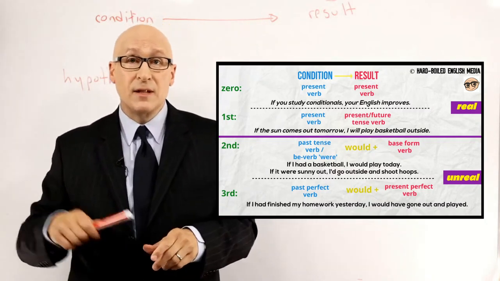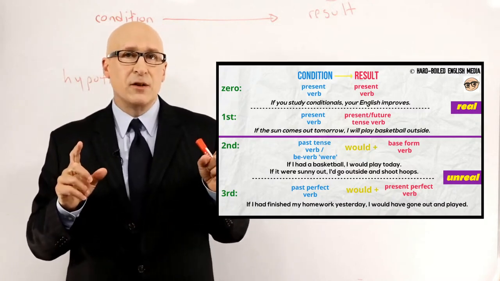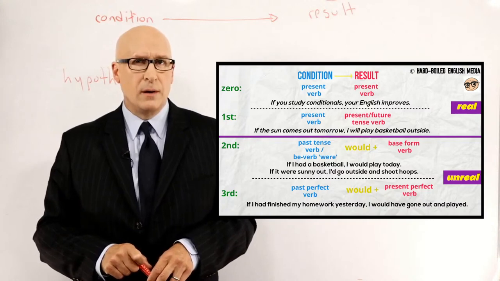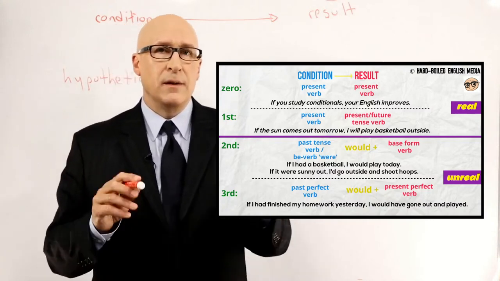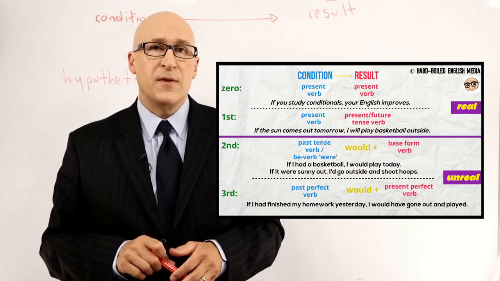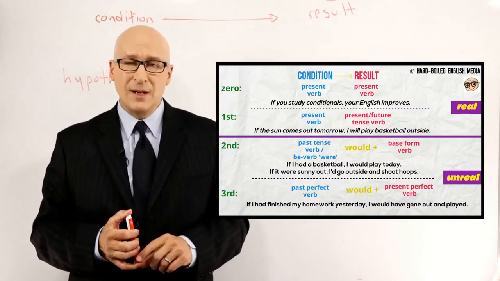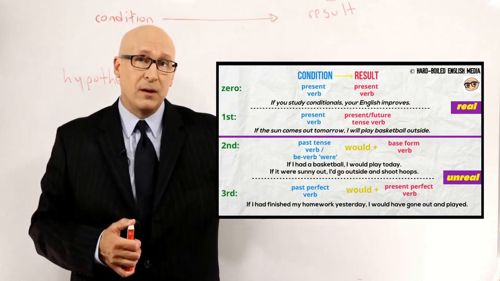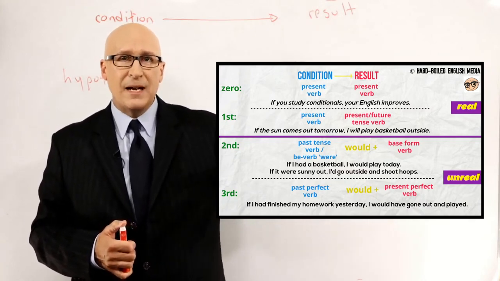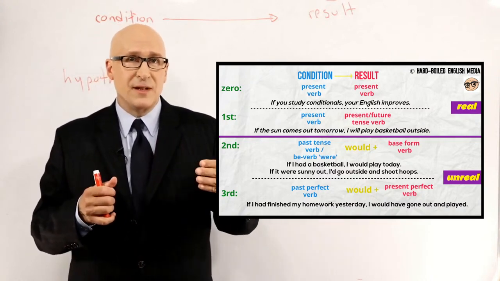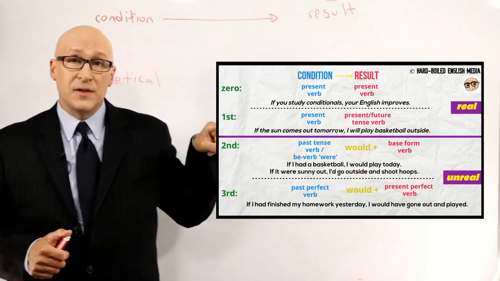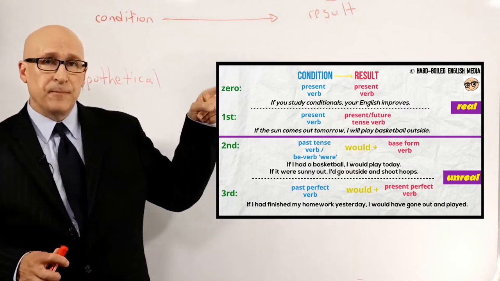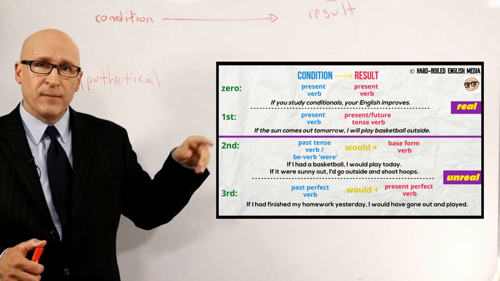Let's try that. Let's mix zero and first. If you study conditionals, I will play basketball outside. That's weird. Let's try mixing the condition of the first and the result of the zero. If the sun comes out tomorrow, your English improves. Well, that doesn't work because we're talking about tomorrow and we need a future tense result. If the sun comes out tomorrow, I will play basketball. Can I say, if the sun comes out tomorrow, I play basketball? No, because simple present expresses habit. So if the sun comes out tomorrow, we need to use the future. So this tells me that we really can't mix zero and first because they're communicating an absolute truth, constant truth, or a truth about a future result.